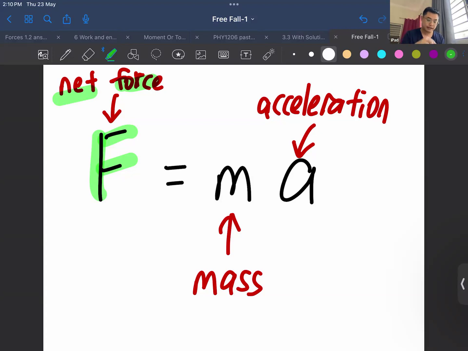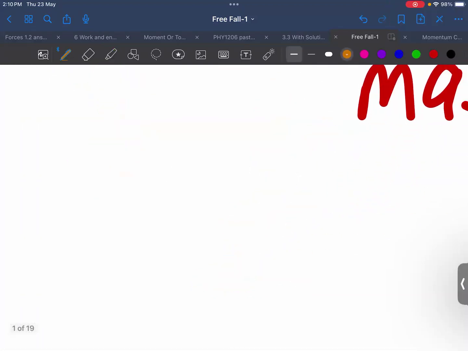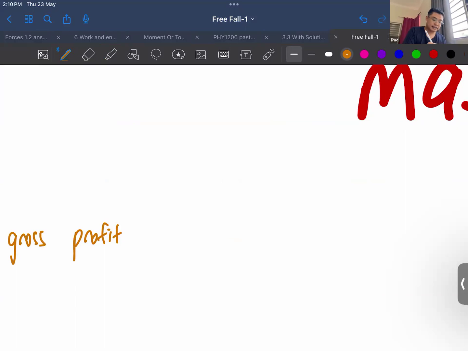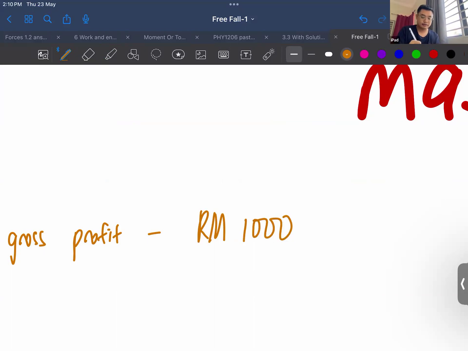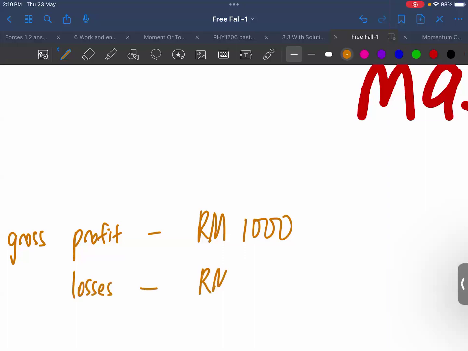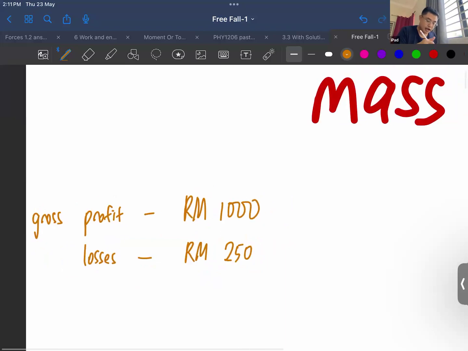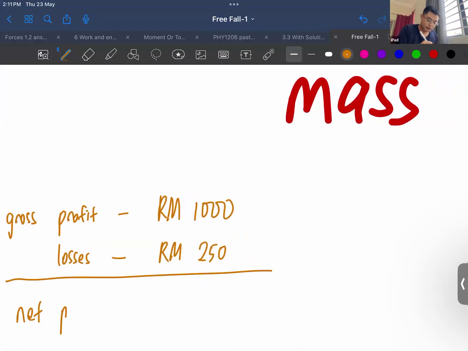No. Okay, for example, now we are doing business. Let's say the gross profit now we have is 1,000 ringgit Malaysia. However, when we do business, there will be something that we have to pay for. Maybe I need to pay for 250, for food, delivery, transportation, the rental, whatever it is. So can you tell me what is your net profit?